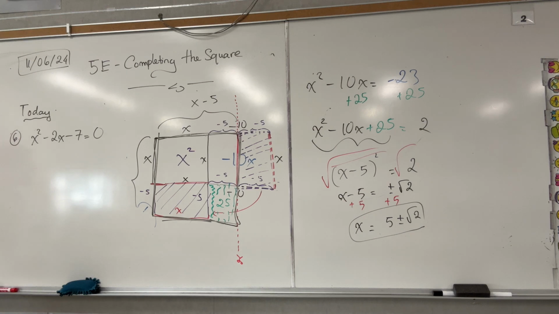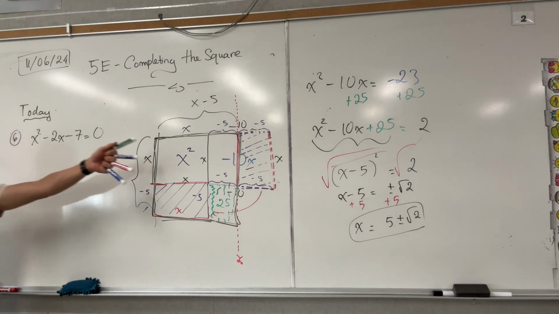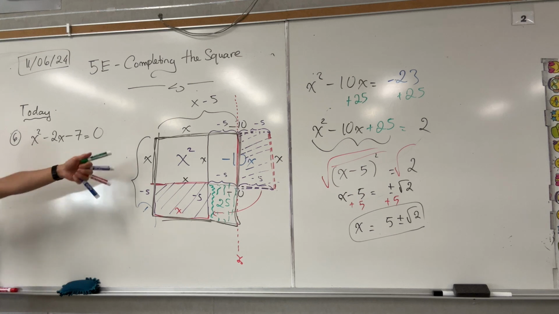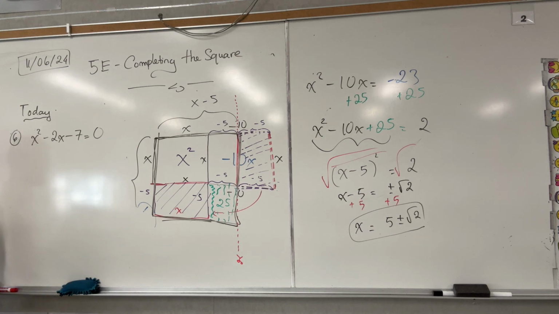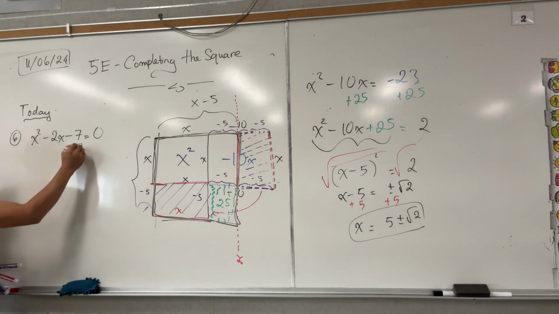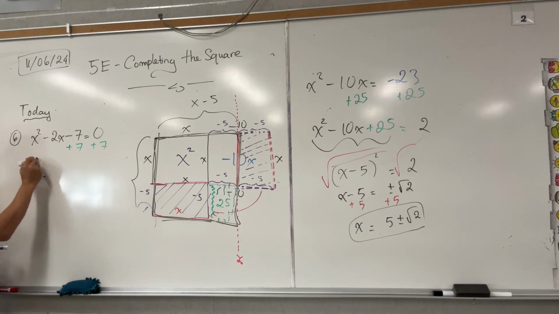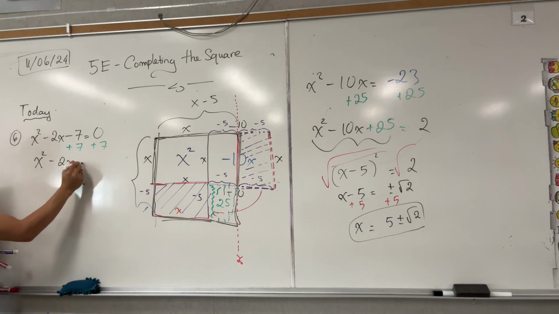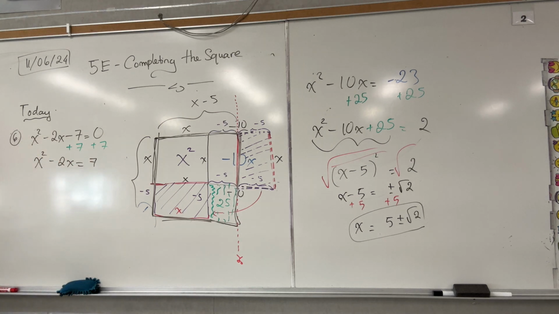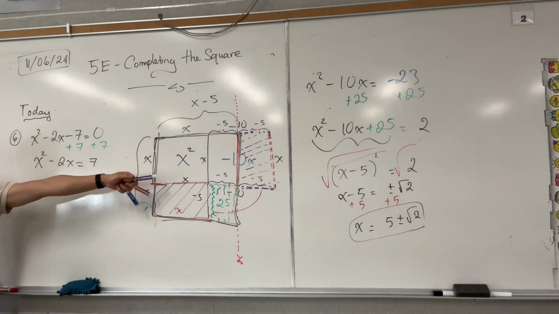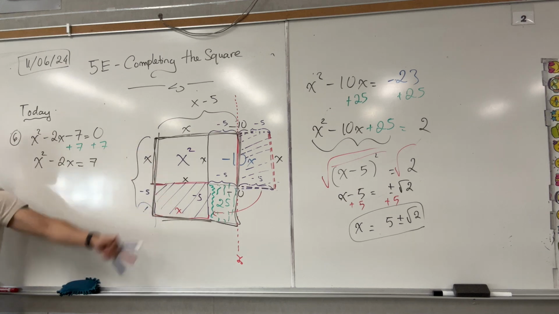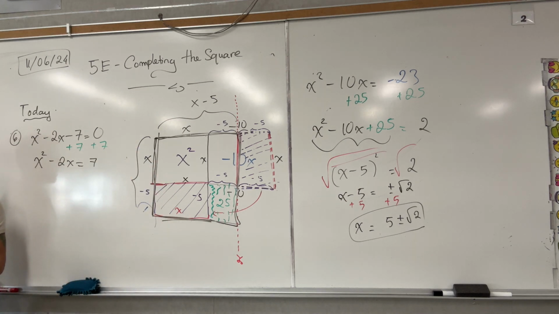Okay, so look at what we actually did over here. Can anyone tell me what we did in the beginning? What did we do first? Move the 7 to the other side. Yes, you always need to move the number to the other side, right? So move the 7. So x squared minus 2x equal to 7. That's the very first step you need to do. Okay? Now what did we do on this rectangle over here? What is the very first step you need to do? We broke up the x squared.